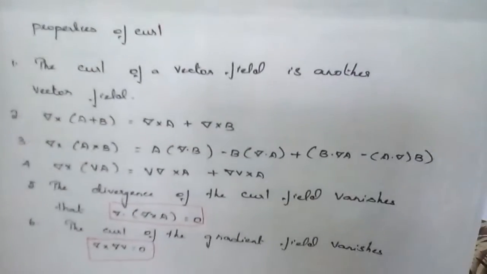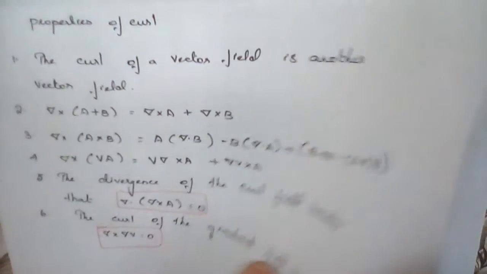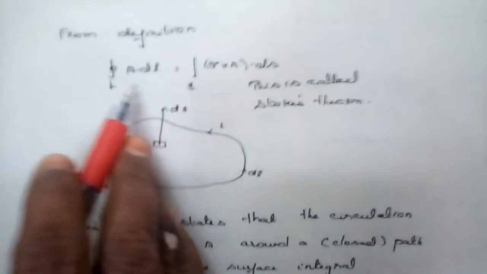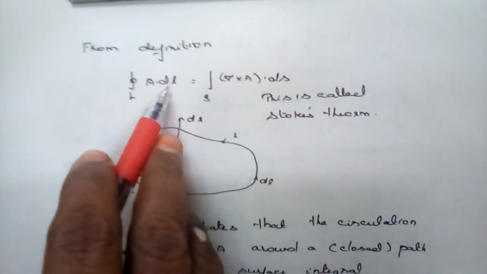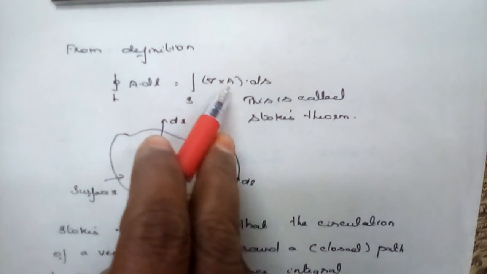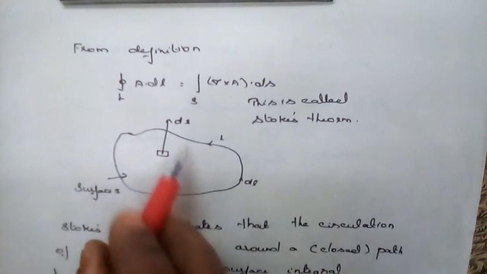And now, the curl of the vector when it is applied to the Stokes theorem. By the definition, the Stokes theorem is given by the closed line integral of A dot dl, the vector A into the small element dl, which is equal to the surface integral of del cross A into ds. This is called the Stokes theorem. So consider the surface in this. Take a small elemental area ds. This is the closed surface.